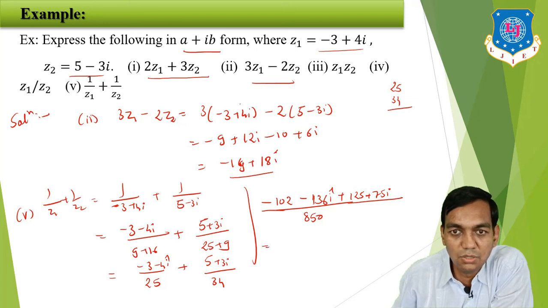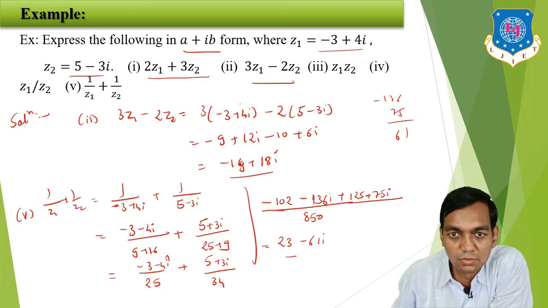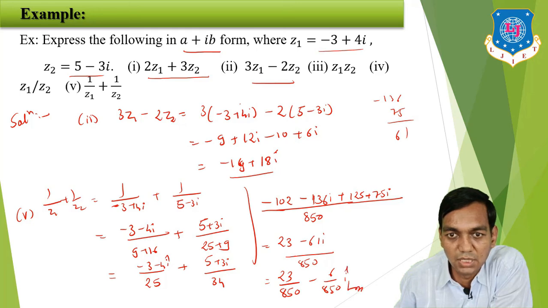And that will give you 125 minus 102, that is 23, minus 136 plus 75, minus 136i plus 75i, that is minus 61i, upon 850, and this one is your answer. So if you write it in the form of a plus ib, it is 23 upon 850 minus 61 upon 850 i. This one is the answer.